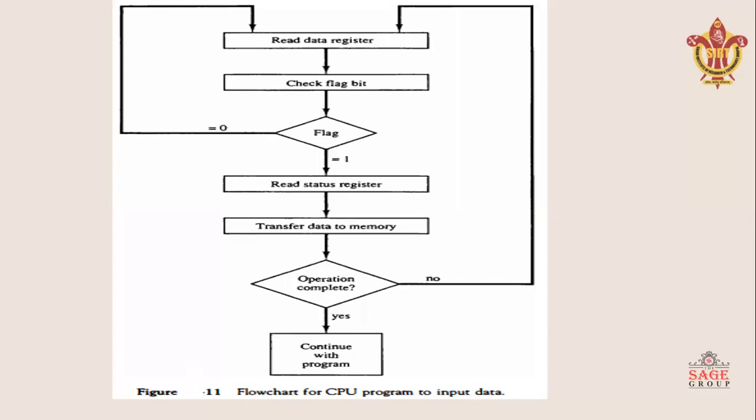This is the flow chart for programmed input-output. The flag bit is checked, and whenever the value of the flag is 1, the status register will be read by the CPU, which transfers data to the memory. If the operation is complete, then continue with the program. If the operation is not completed, then again the data register value will be read. Whenever the flag value is 0, the CPU continuously reads the value again.